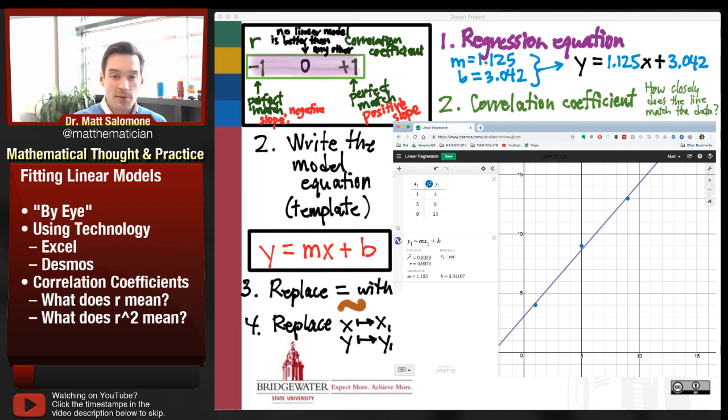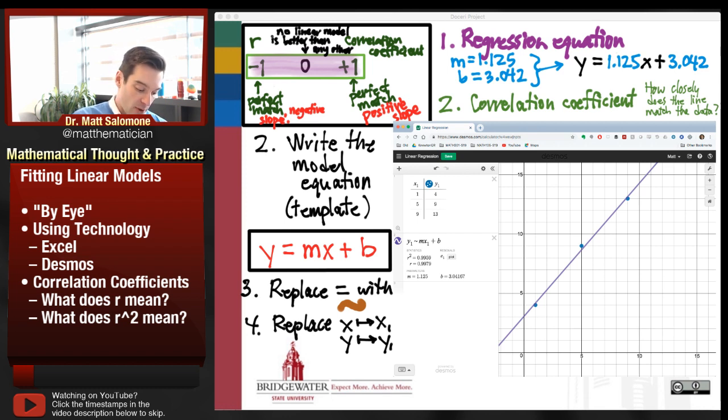And so the closer that we get out to the ends, the closer that we get to +1 on the positive correlation side, the closer that we get to -1 on the negative correlation side, the stronger that the association between our quantities happens to be, and so the better that our equation fits our data.